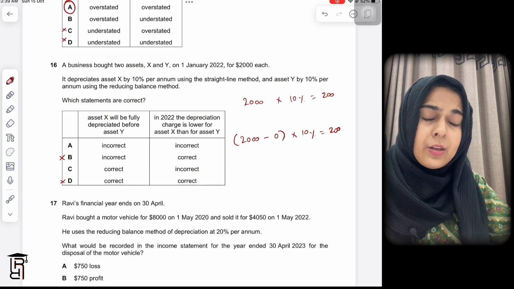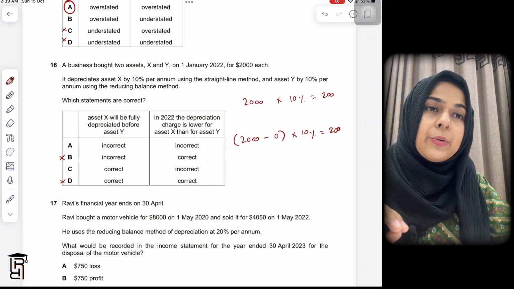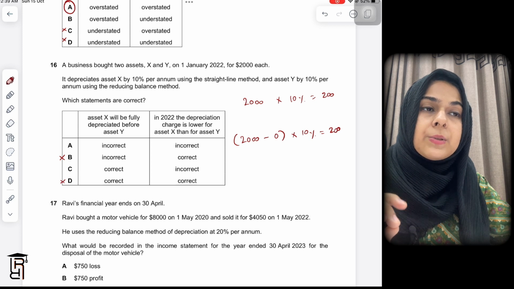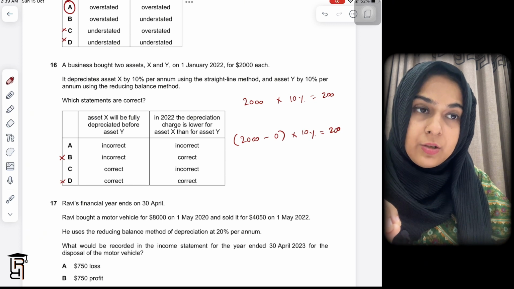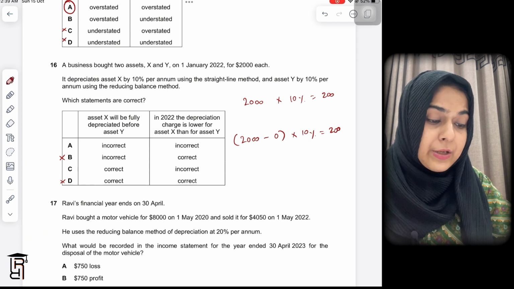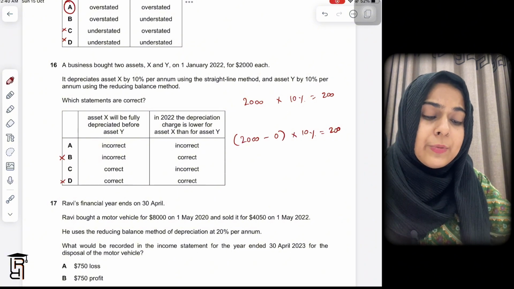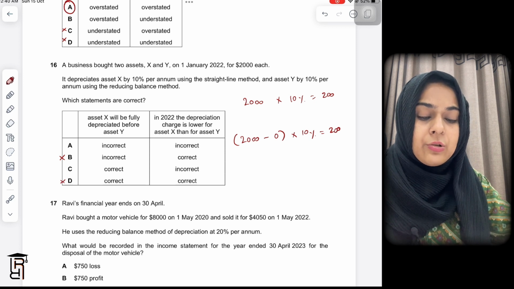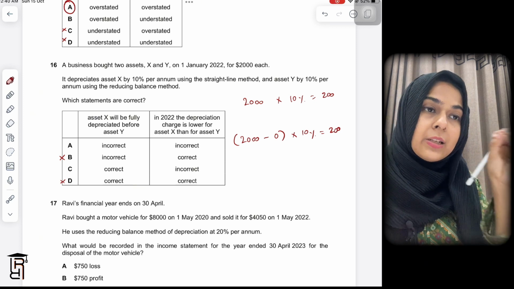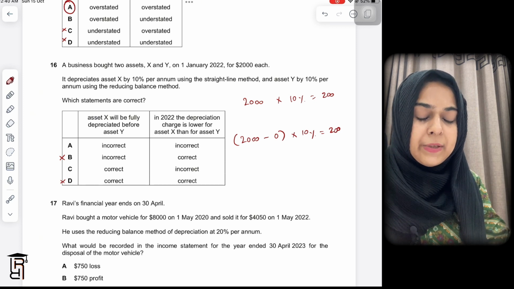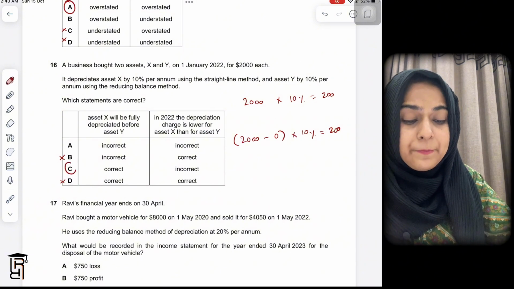Yes, because whenever you're using the RBM method, depreciation expense never becomes zero. It's a fact, because you always keep on applying the percentage on the NBV. So it keeps on reducing the depreciation expense, but it's still an expense, still an amount for many years. Your depreciation expense never touches zero here. So your answer should be C.